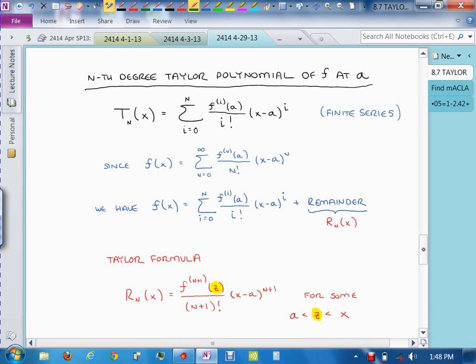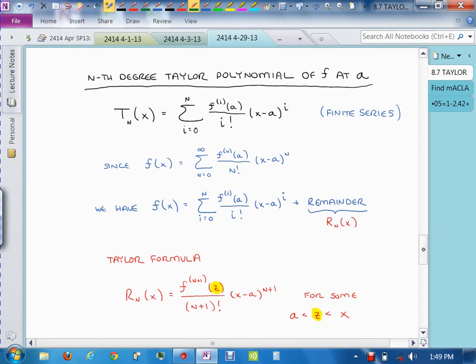The nth degree Taylor polynomial means instead of taking an infinite sum, you stop it at some point. If you stop it, then it becomes a finite series. And therefore, the original function, if it's an infinite series, can be written as a finite series plus some remainder. The remainder would be the rest of the series if you went to infinity. That remainder has this as a formula for the remainder.